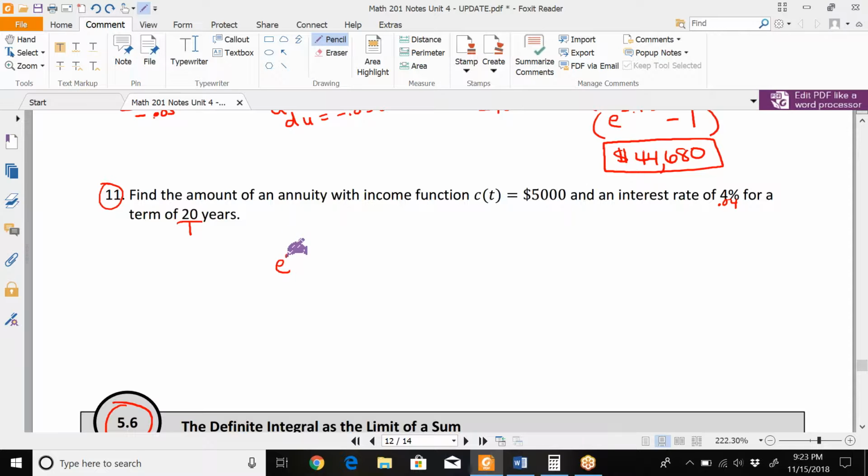There we go. So it's just 0.04 times 20 on the outside, and then 0 to 20, then your amount, which is 5,000. And then this is where the negative exponent comes in. So negative 0.04 and then little t dt. So same steps as before. We'll pull the 5,000 out to the front.